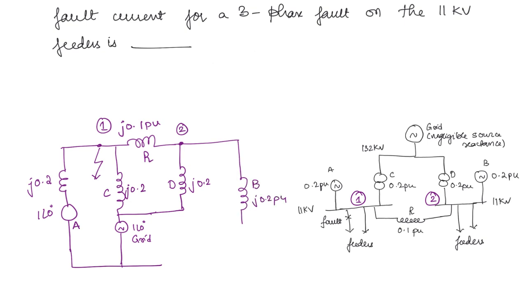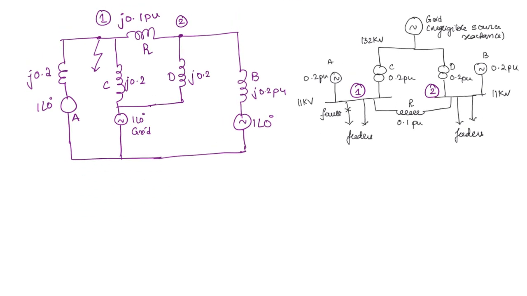So j0.2 per unit, and you have the internal voltage 1 angle 0 degrees. Okay. So now how do we see the Thevenin's equivalent? We have to see from node 1, right? And also you have to short the internal voltages. Okay. So the Thevenin's equivalent you can draw.